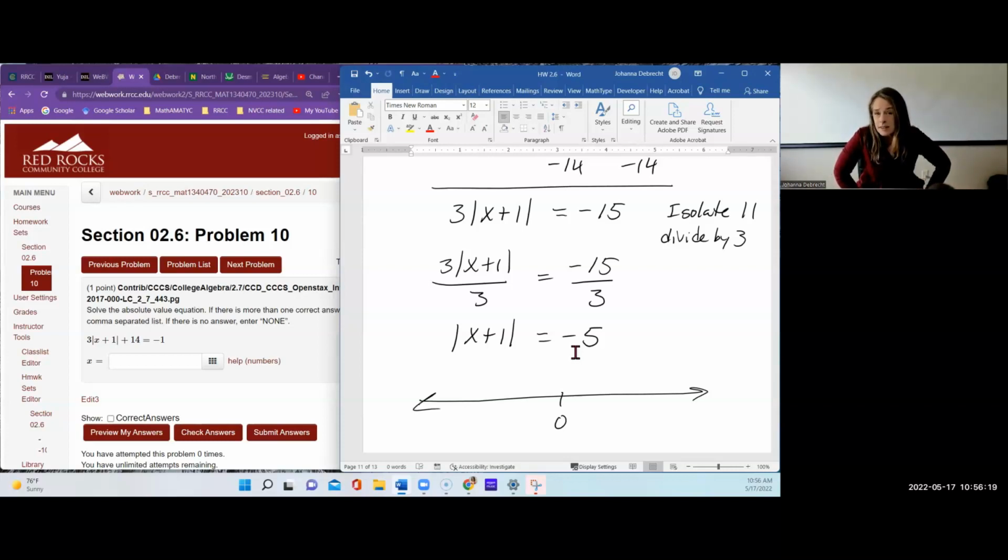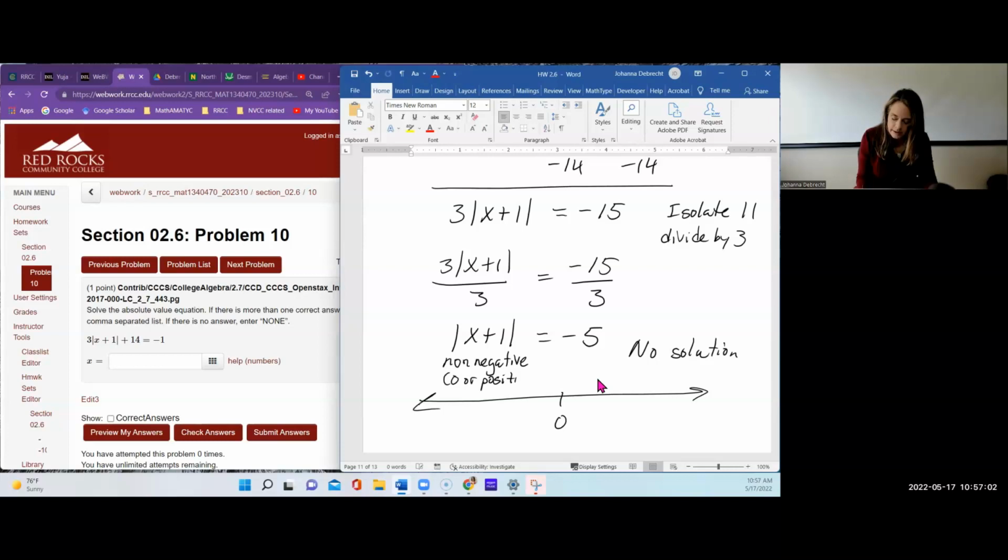Distance is strictly positive. What we have here is a distance, which is always positive or at least 0, equal to a negative. Wait a minute. Absolute values are not negatives, and it's equal to a negative. What does that tell you? Well, it tells me there's no solution. This can't happen. If I isolate and I end up with an absolute value equal to a negative, then I know there's no solution.